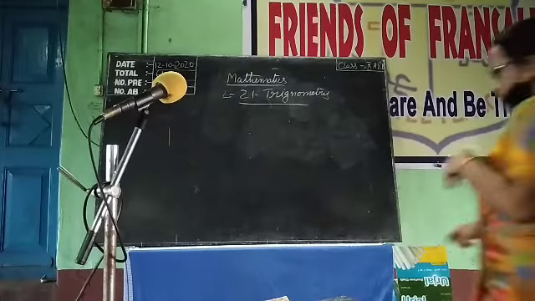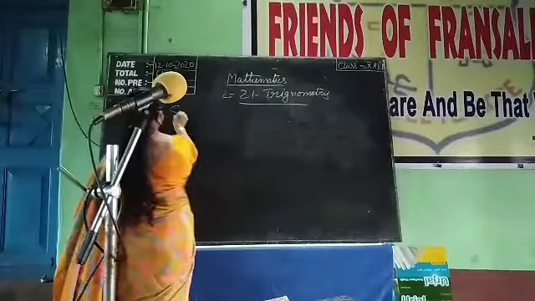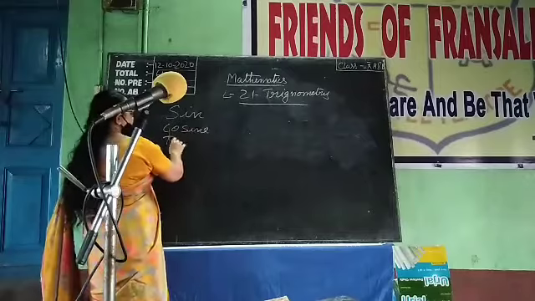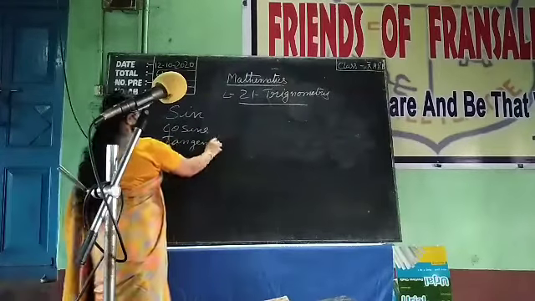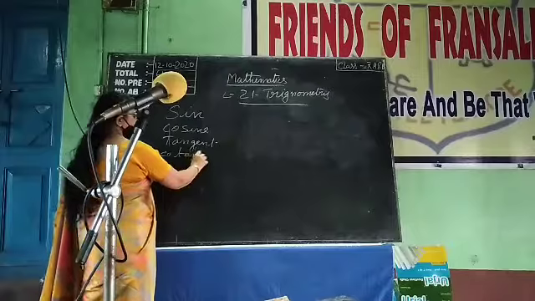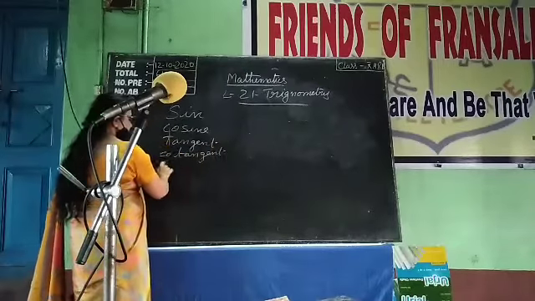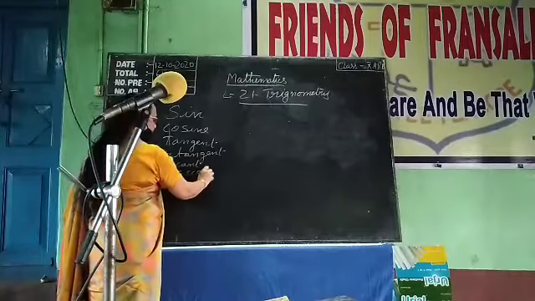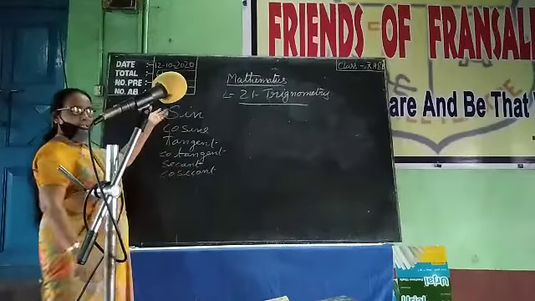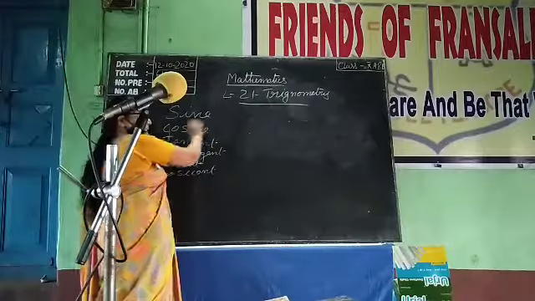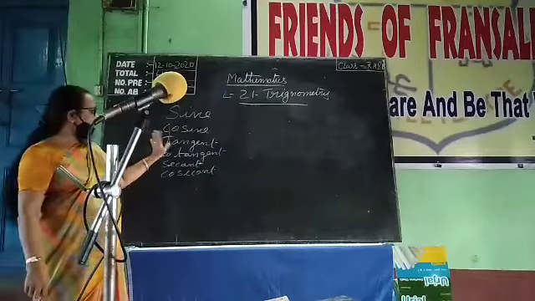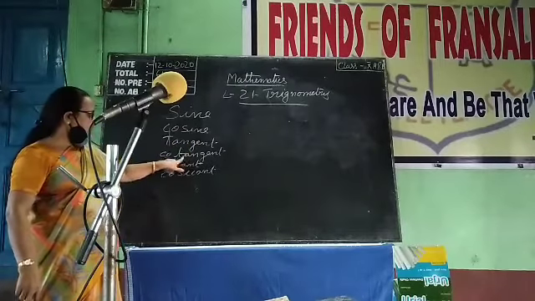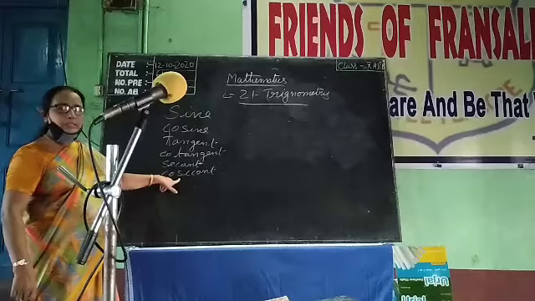So, the trigonometric ratios we learned. What are the trigonometric ratios we learned? Sine, cosine, tangent, cotangent, secant, and cosecant. We know the short forms also. Sine is denoted by sin, cosine by cos, tangent by tan, cotangent by cot, secant by sec, and cosecant by cosec.